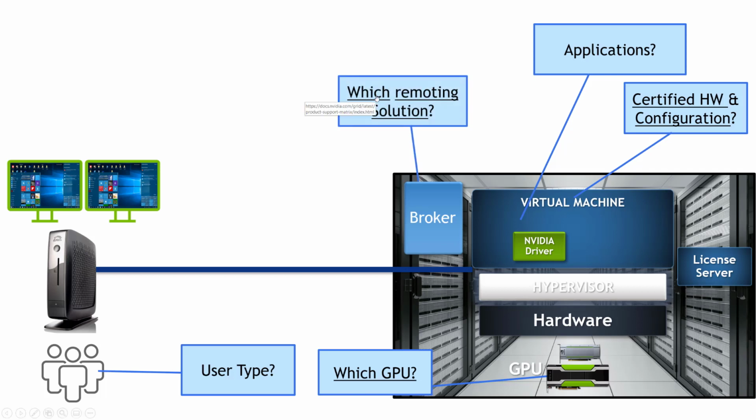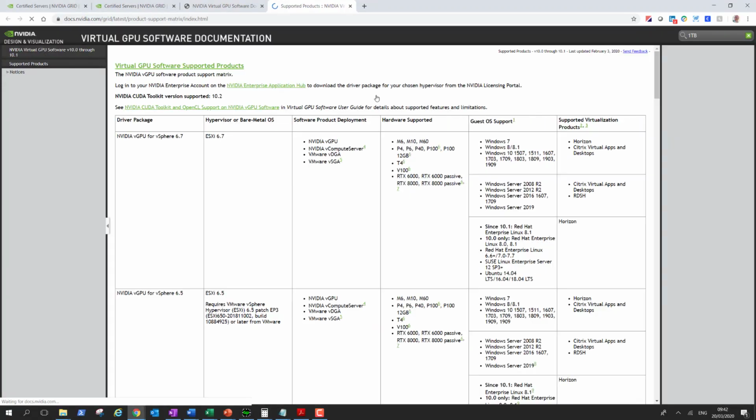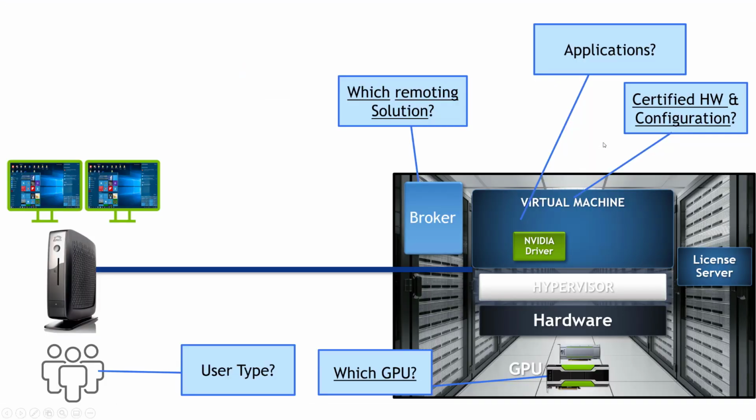First of all, do a quick check in your matrix to make sure that your remoting stack is supported. Typically we see that people will either deploy Citrix XenDesktop or Virtual Apps, or Horizon. We also have customers out there that are using things like Teradici for certain high-end video-based workflows. But the two tend to be Citrix and VMware in the market right now.